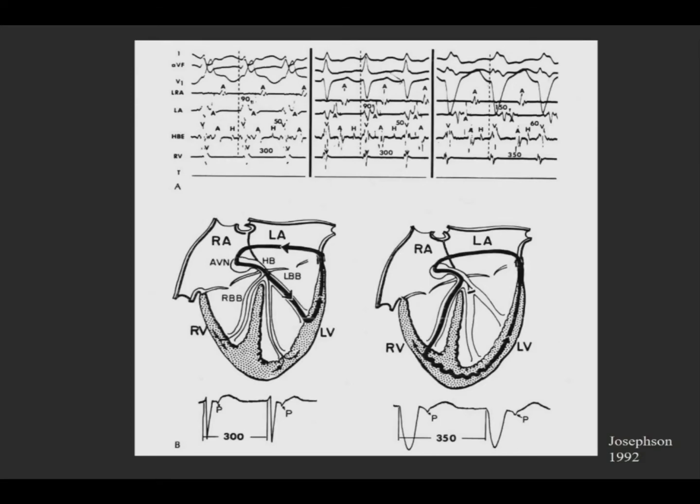And you're looking at the VA interval from the beginning of the ventricular activation to the A, because this VA interval here isn't going to change. The local VA interval is not what's going to change. So let me show you an example.